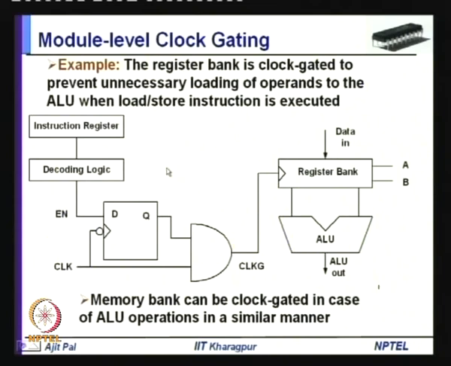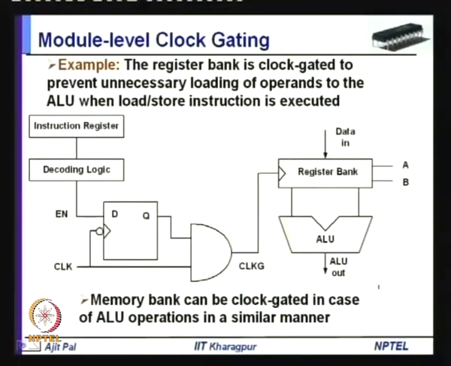Similarly, when you are performing, say, ALU operations, then the memory bank can be clock gated. As you already know, whenever you are performing arithmetic and logical operations, memory will not be accessed. So memory modules can be clock gated when you are performing arithmetic operations. In this way, clock gating can be done at the module level, and sometimes the ALU along with the register bank can be clock gated, sometimes the memory bank can be clock gated, depending on the type of instruction you are executing. So, this is an example of module level clock gating.